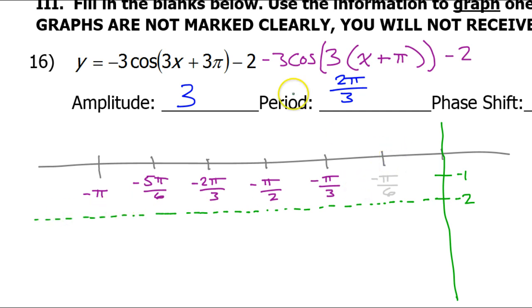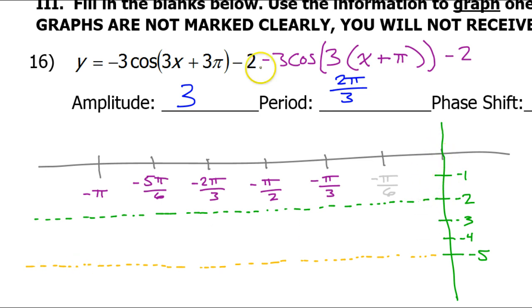Now it would also be helpful to put some marks indicating my amplitude: 3 above this and 3 below this. So if I go 3 below here, I'm trying to keep it evenly spaced out. 1, 2, 3. So of course this would be negative 3, negative 4, and negative 5. So my low points will hit right here at this negative 5. So I'm going to go ahead and just mark that off as well. It will just help me make a more accurate graph later.